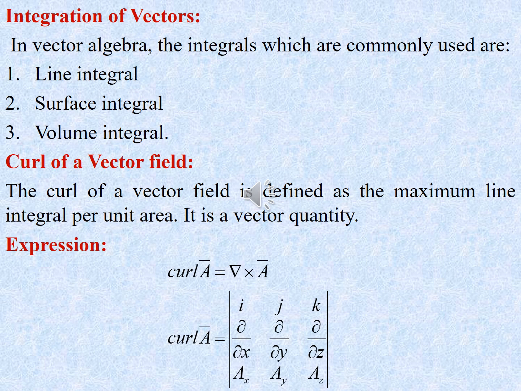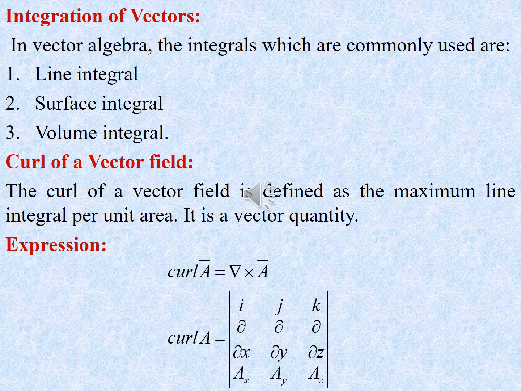Next one is integration of a vector. That means the vector is in between two fixed points. So in vector algebra, the integrations which are commonly used are: first the line integral, second the surface integral, and third the volume integral. Next one, curl of a vector field. The curl of a vector field is the maximum line integral per unit area. It is a vector quantity.